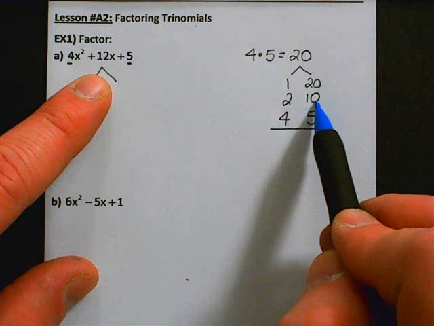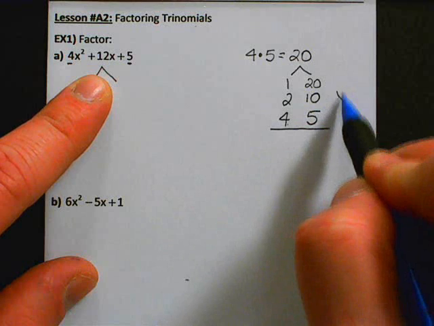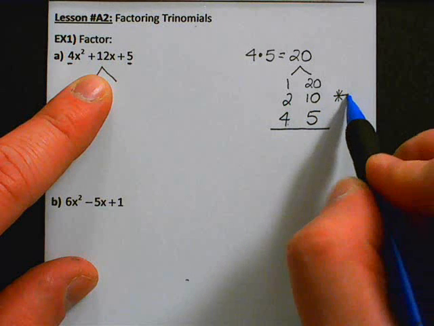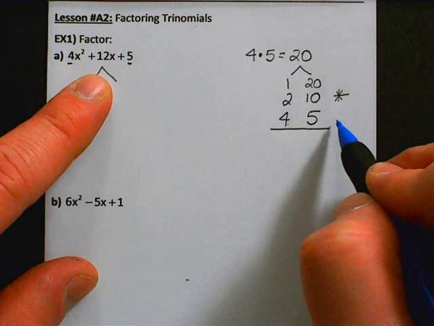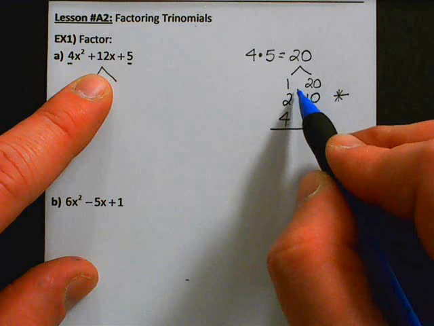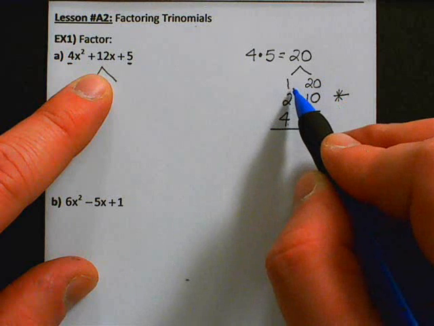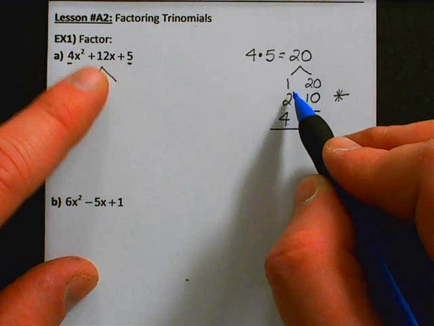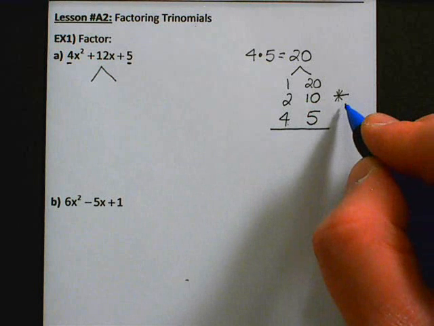Now how about 10 and 2? Well, 10 plus 2 gives me 12. So let's go ahead and put a star. And how about 1 and 20? Well, 1 and 20 does not work because 20 plus 1 is 21 and 20 minus 1 is 19, and it does not give me 12. So I know the only one that works is going to be 2 and 10.